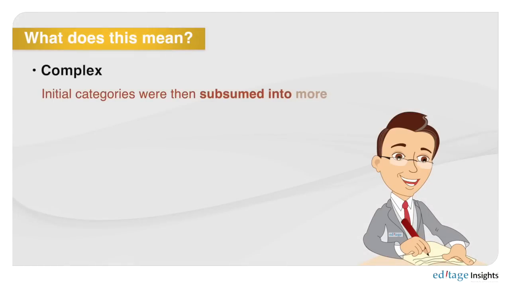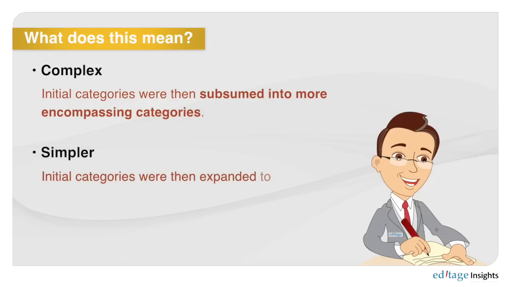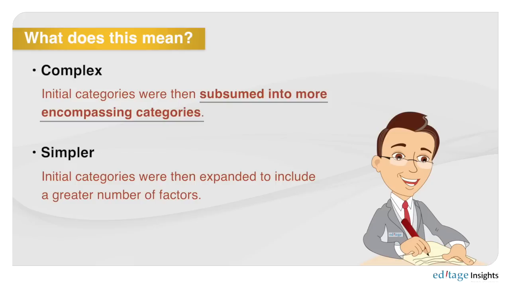Initial categories were then subsumed into more encompassing categories. That's a rather difficult sentence to understand. Why not make this simpler? Initial categories were then expanded to include a greater number of factors. Both of these have the same meaning, but in the first sentence, we have a higher level of vocabulary, which makes it more difficult for the majority of readers to process.